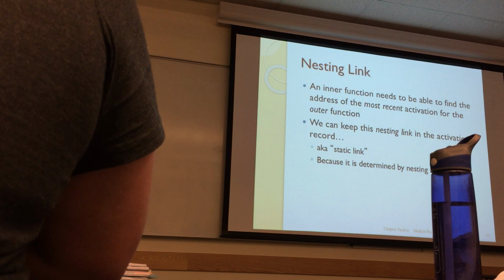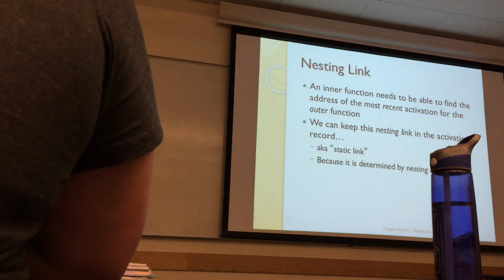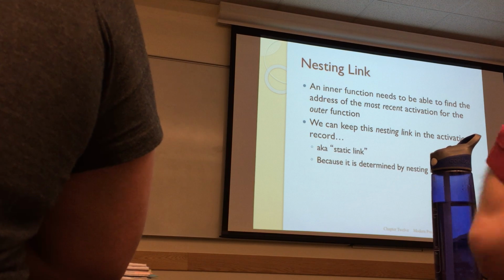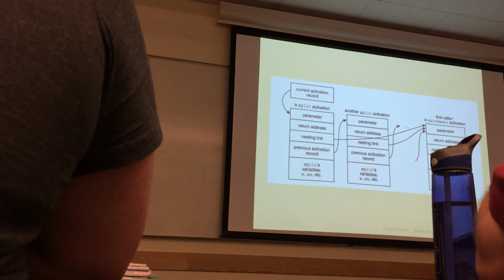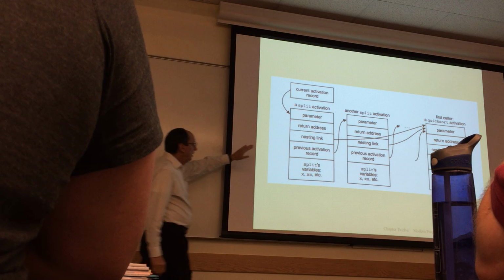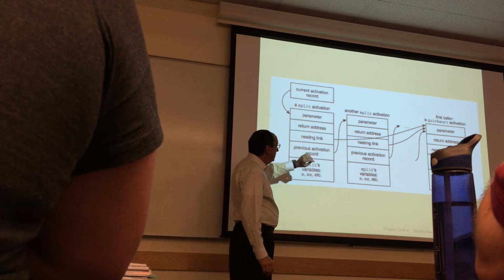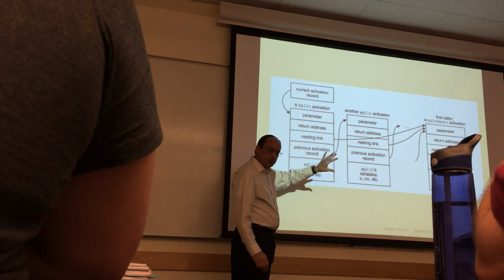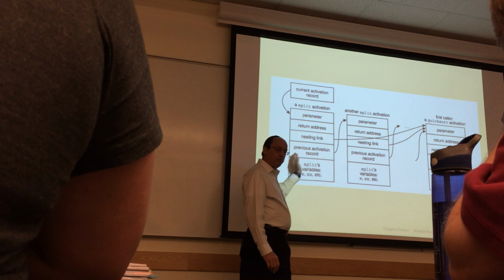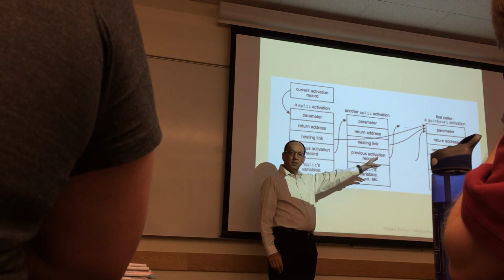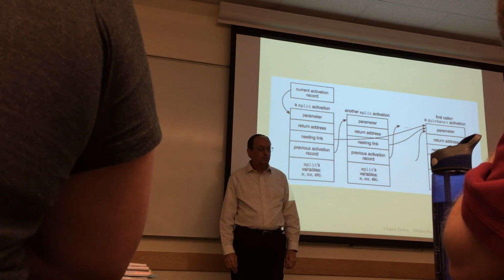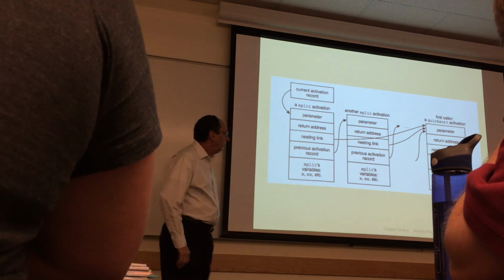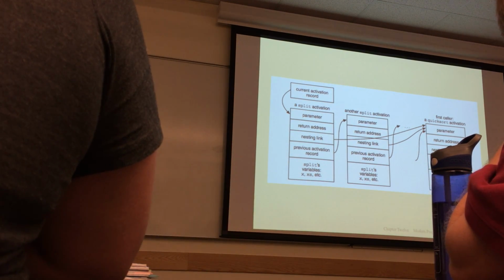We call that because it represents pointing to something that you're nested inside of. And so we add something new to the activation records. We add a nesting link. And the nesting link for all of these calls to split all refer to the same activation record of quicksort. So that's kind of where we ended last time. We went a little further than that.